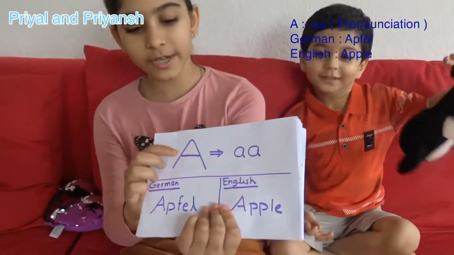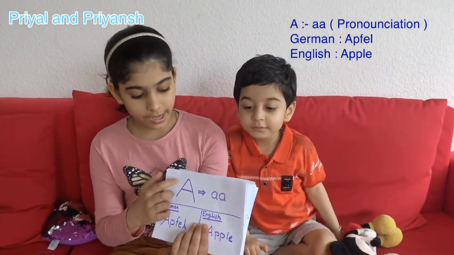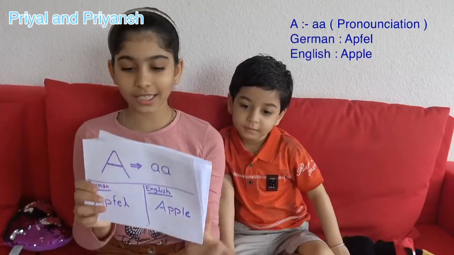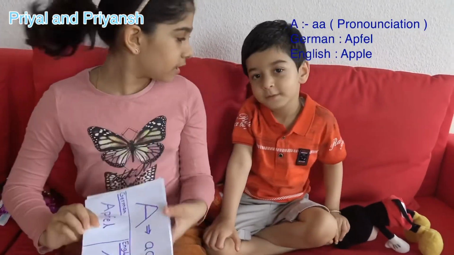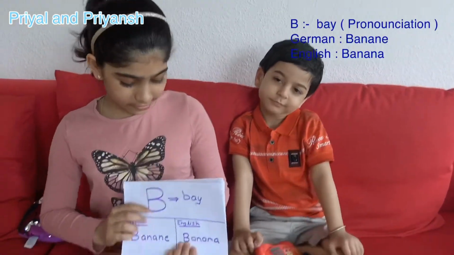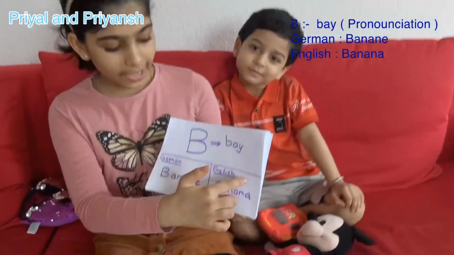This letter over here is A, but in German, they pronounce it a different way, and it's called A. In German, it's Apfel. But in English, it's apple. Priyansh, say A. A. And Apfel. Apfel.